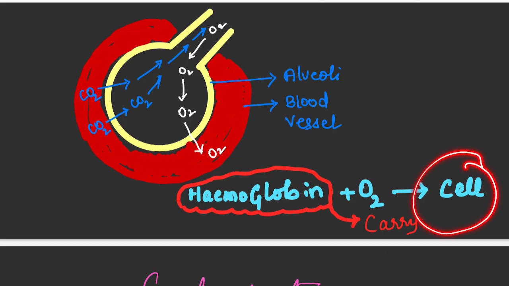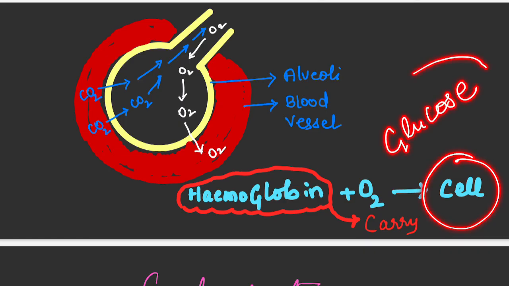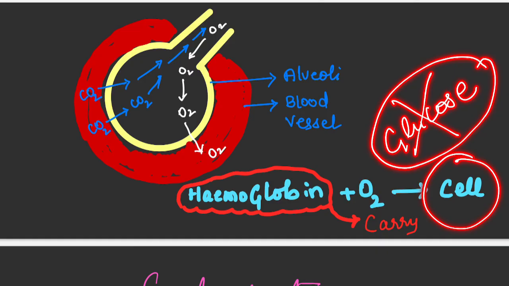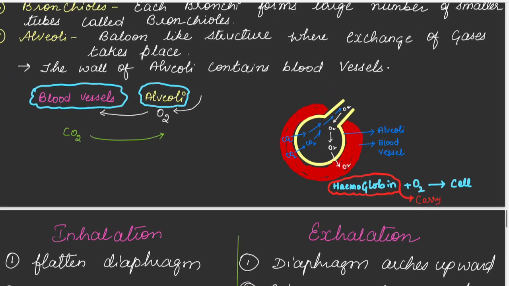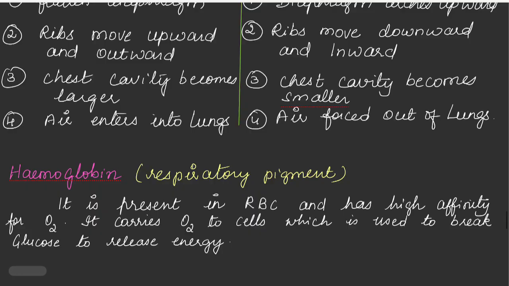And in the cell what will be present? In the cell you can see glucose will be present. So now this glucose will be broken down to release energy. To break this glucose, oxygen is required. So that oxygen is carried by hemoglobin. So you can see hemoglobin will carry the oxygen to the cell where it helps in breaking down the glucose to release the energy. Hemoglobin will carry the oxygen to the cells, which is used to break glucose to release the energy.